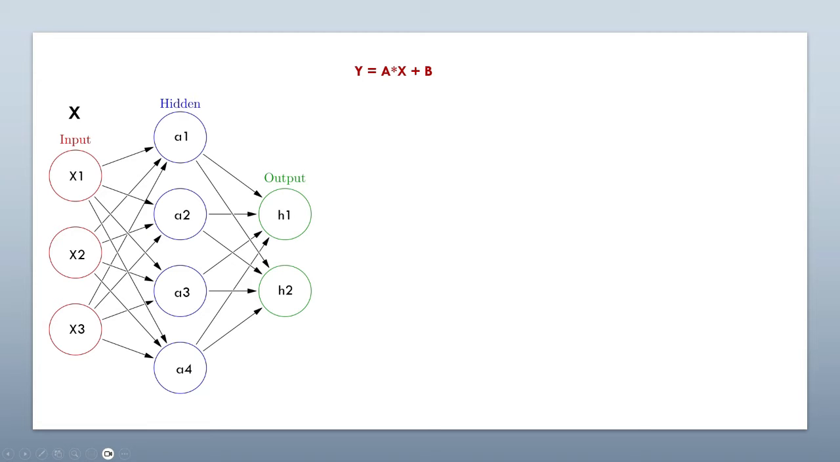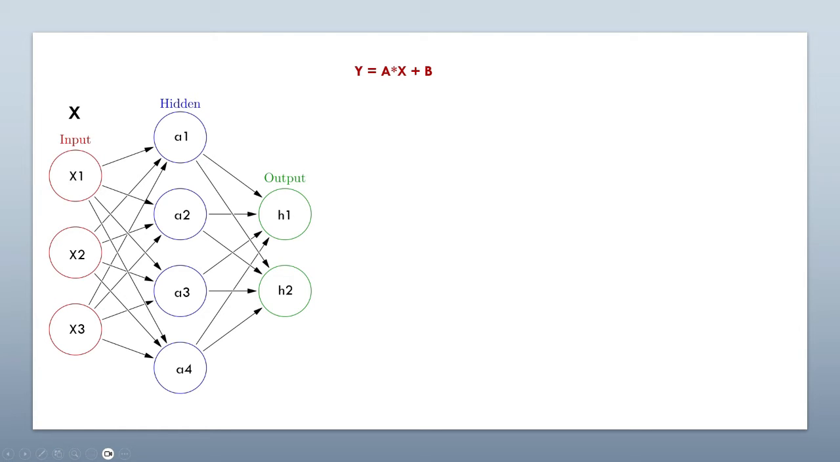So first, let's start with how we calculate the values of this hidden layer from this input. Just notice x1, x2, and x3, all of them are connected to A1, this top neuron of the hidden layer. And again, x1, x2, and x3, all three of them are connected to A2. Same way, they all are connected to A3 and A4 as well.